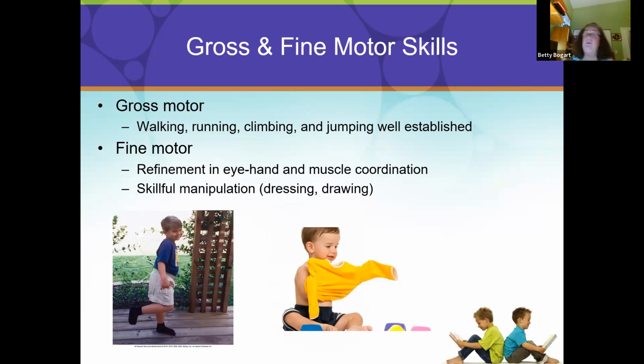Gross motor, walking, running, climbing, and jumping. They can do these things well. Fine motor, they've got good eye-hand coordination. They can reach out, depth perception. They're starting to color. As they get older in preschool, they can color in lines with the colors, and they can dress themselves. Again, it may be inside out, it may be backwards, but they will dress themselves.